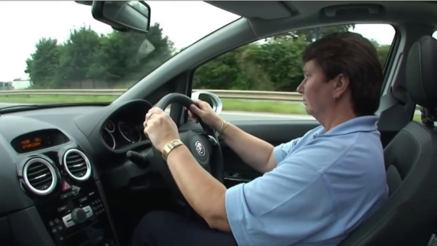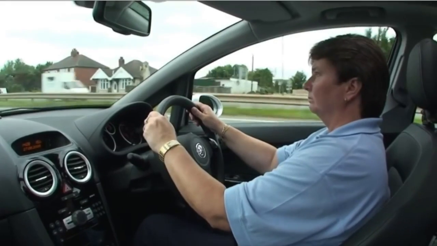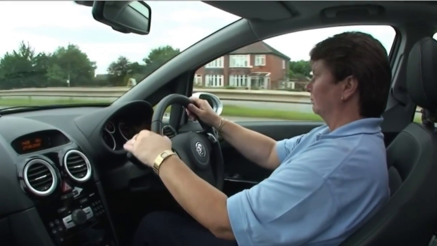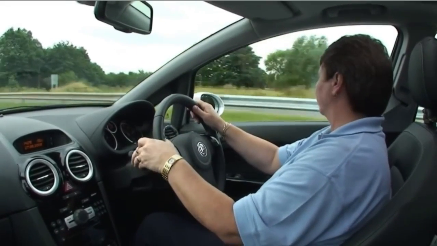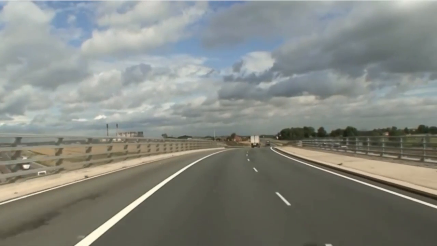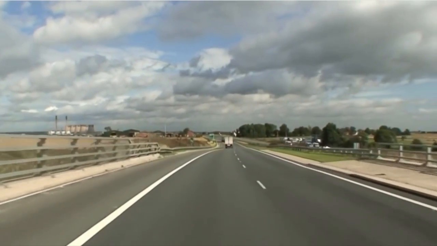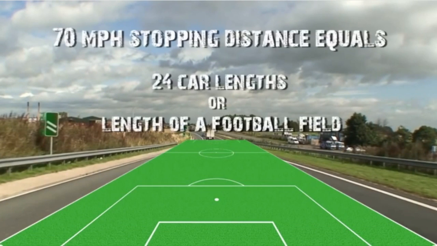When driving on a dual carriageway, you must use your mirrors regularly, not just the interior mirror, but both door mirrors, and plan well ahead. You must be traveling at a speed that enables you to stop well within the distance you can see to be clear. Remember that when traveling at 70 miles per hour, it will take you approximately the length of a football pitch or 24 car lengths to stop in good weather, so don't get too close.